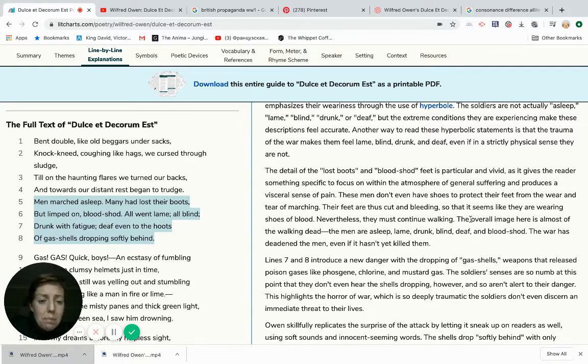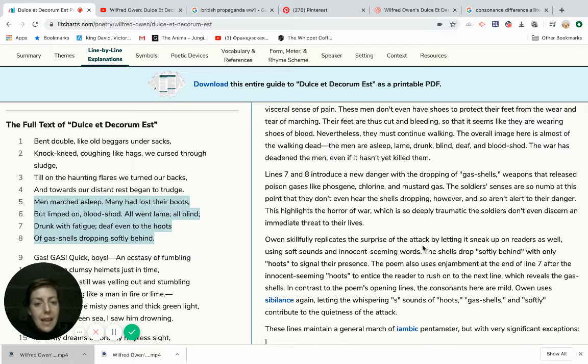The men are asleep, lame, drunk, blind, deaf, and bloodshot. The war has deadened the men, even if it hasn't yet killed them. And here we see again the extreme contrast that Owen is setting up between the promised image of heroic, glorious victory that was promised by British propaganda and what is actually being asked of these soldiers.